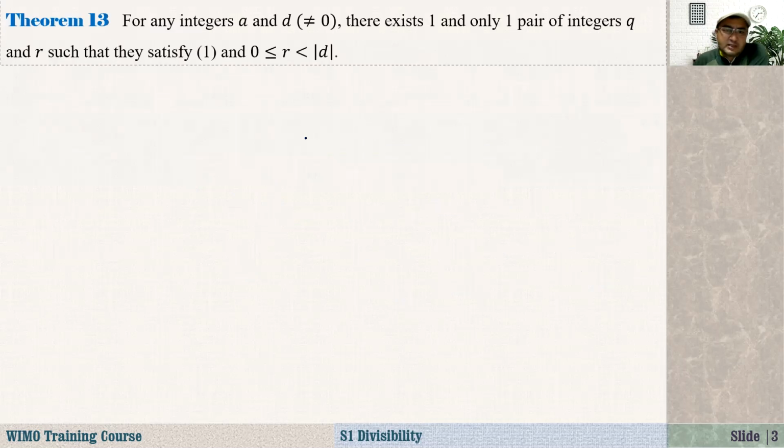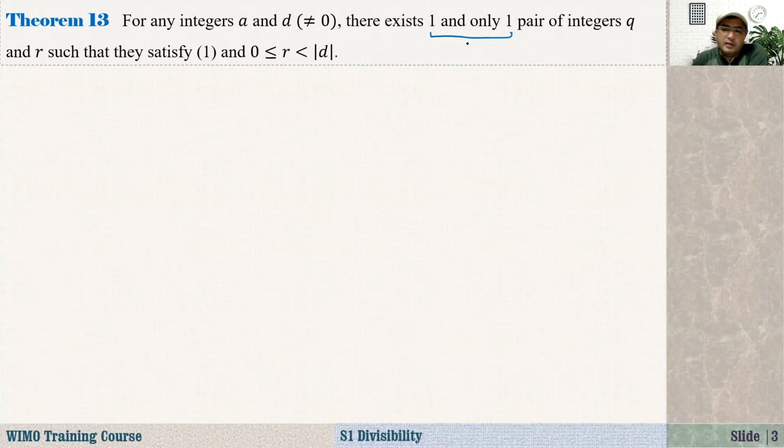For any integers A and D, and of course D should be different from 0, otherwise we cannot divide any integer by 0. We don't have a division by 0 operation in the real number system. In math, we don't divide any number by 0. It's not defined. So there exists one and only one pair, and we are emphasizing that it is unique.